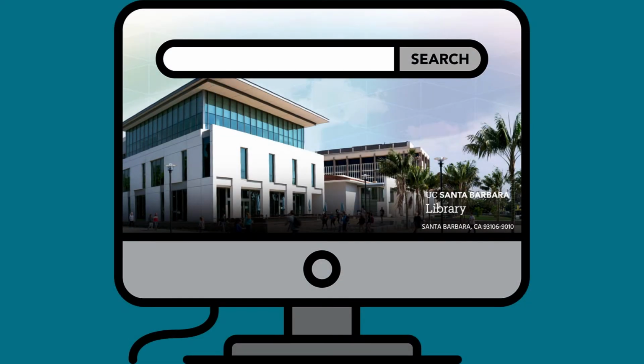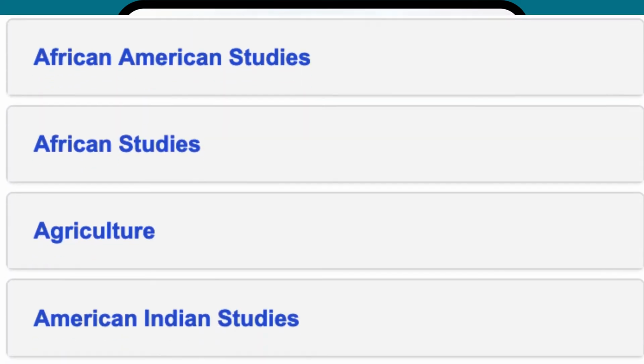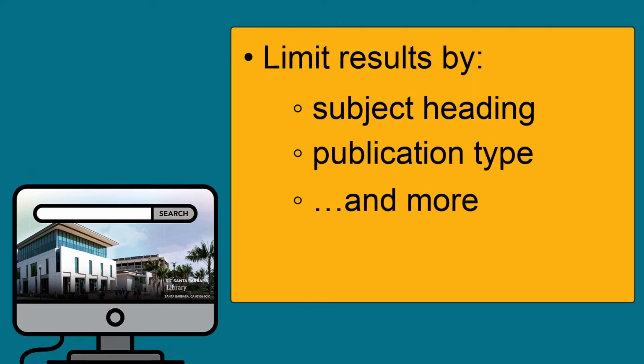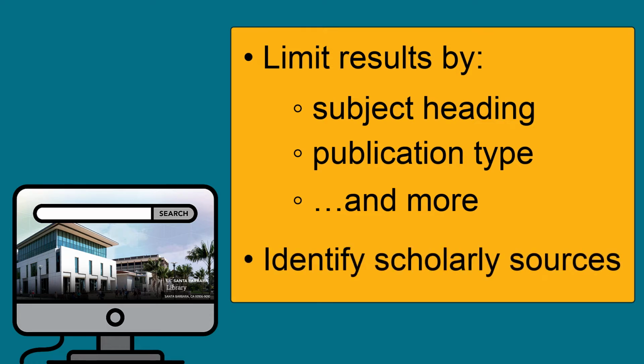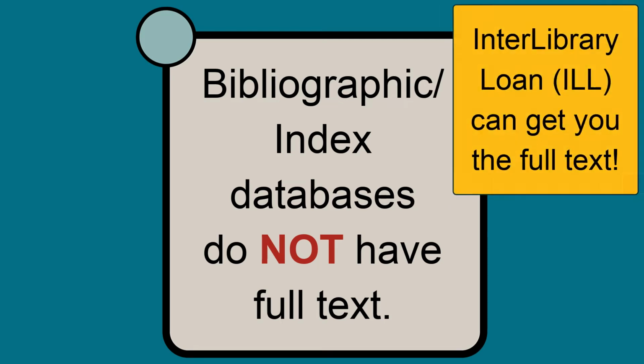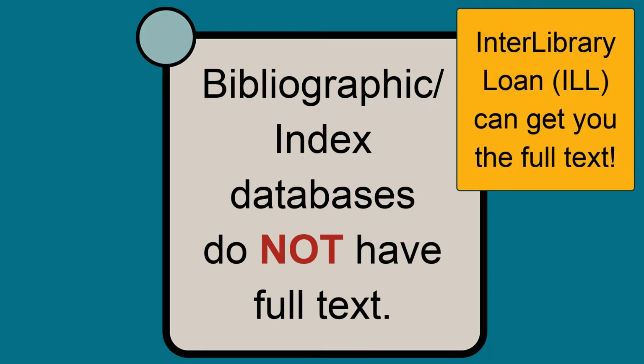Library databases help you find useful literature more effectively because they are grouped by subject areas. Within a database, you can limit search results by a variety of criteria, such as subject heading, to a manageable level. Easily identify scholarly or peer-reviewed sources. An index or bibliographic database does not provide full text. If your library doesn't already own print copies of the source, you'll need to use your library's interlibrary loan service to get access.